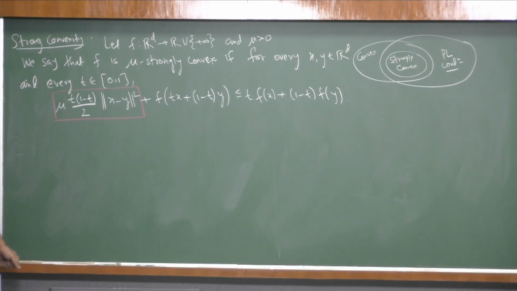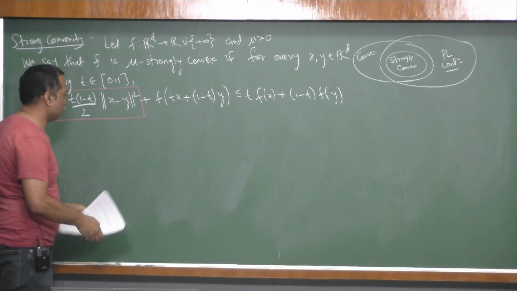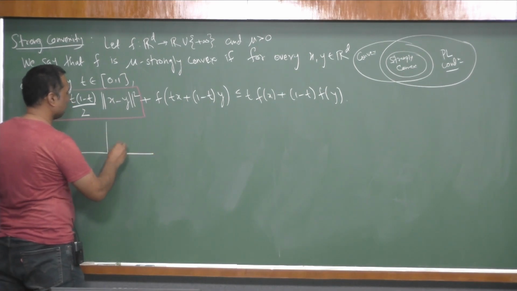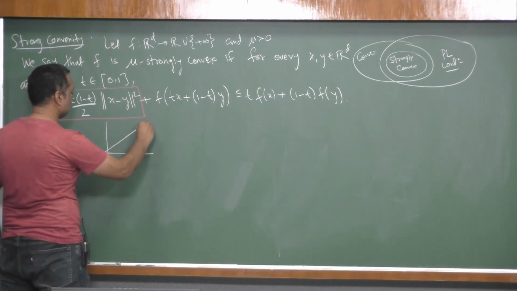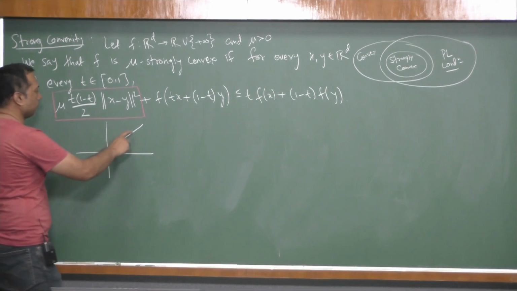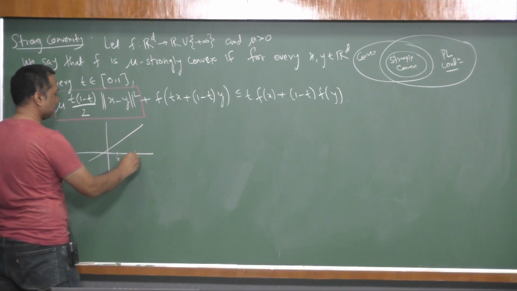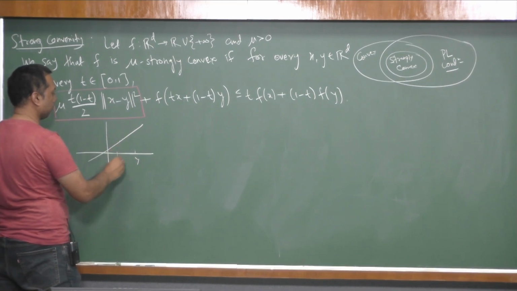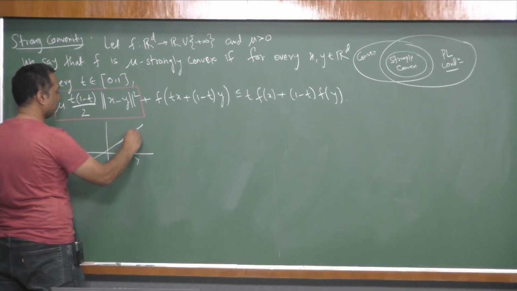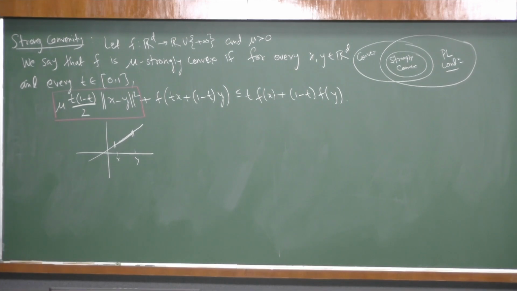From this you can say that linear functions won't be mu strongly convex, because for linear functions the function values are exactly the line values. If I have a function like this, then it is certainly not mu strongly convex, because the function value is exactly equal to the line value. This is my x, this is my y, and at the generic points the function value and line value match, so there is no way that I can add something positive.